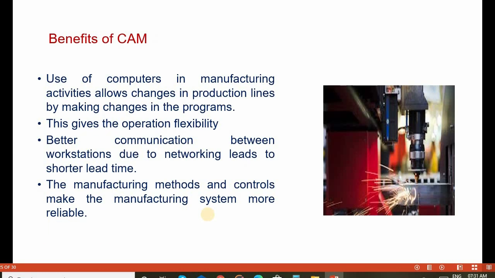There are various other benefits in using computers in manufacturing activities. They allow changes in production lines by making changes in programs. If you change the program, the production line will automatically be changed. It gives operational flexibility, and better communication between workstations due to networking leads to shorter lead time. Manufacturing methods and controls make manufacturing systems more reliable.